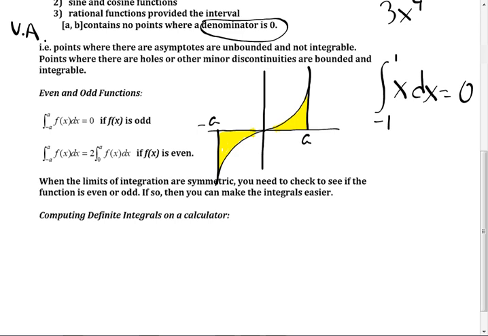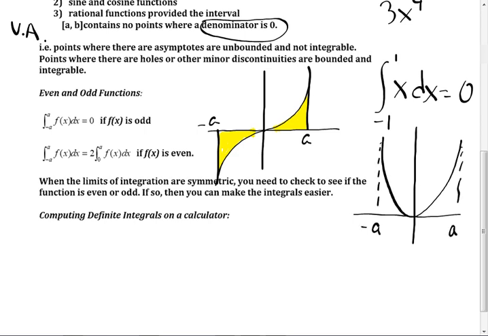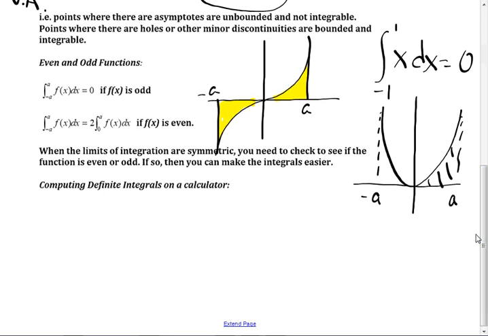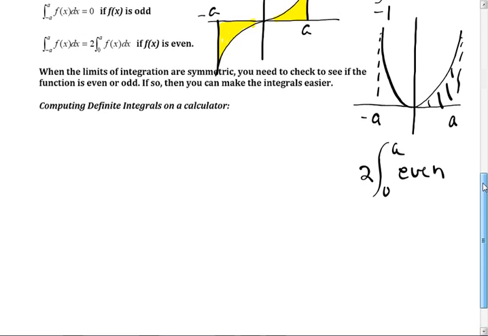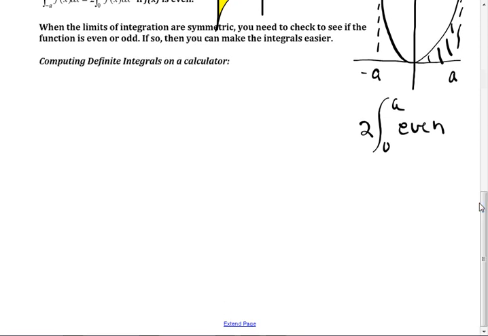That's pretty easy. Do you remember what even functions are? They're symmetric. Yeah, a parabola is an even function. So you find your area from 0 to a, and then double it. It's not as nice as the odd ones, but it's still nicer than integrating from -a to a. When you do that, you're going to have lots of issues with signs.